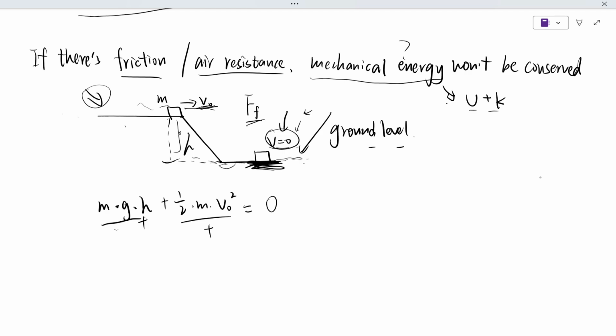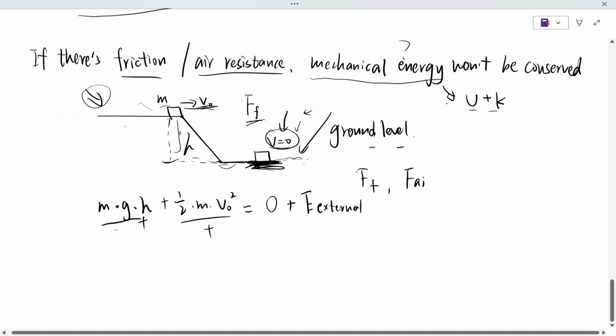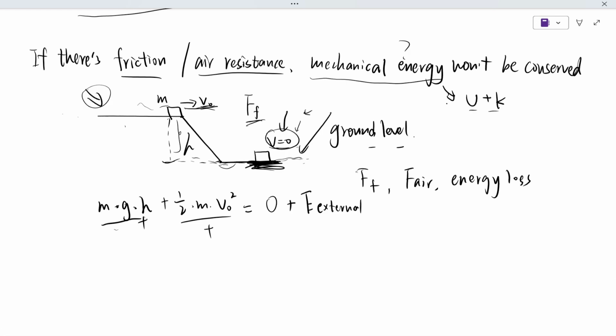Yes, we do miss something, because it is actually equal to 0 plus the energy done by external forces, like friction, air resistance, or even energy loss. Energy loss is basically transforming the mechanical energy to thermal energy, but you don't need to worry about it that much. Also, you don't need to worry about the air resistance, so you only need to worry about friction. So it's 0 plus E external force, the external force energy.